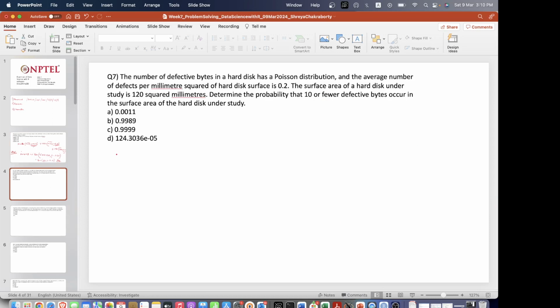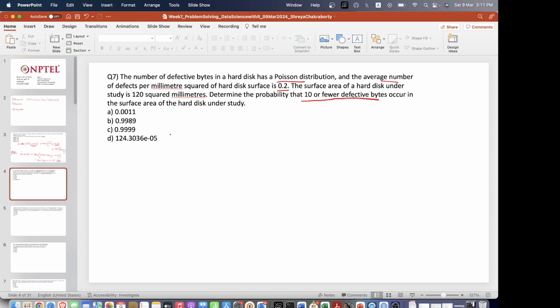Next we have this one. Let's say the number of defective bytes in a hard disk has a Poisson distribution, and the average number of defects per millimeter squared of the hard disk is 0.2. The surface area of the hard disk under study is 120 square millimeters. Determine the probability that 10 or fewer defective bytes occur in the surface area of the hard disk under study.